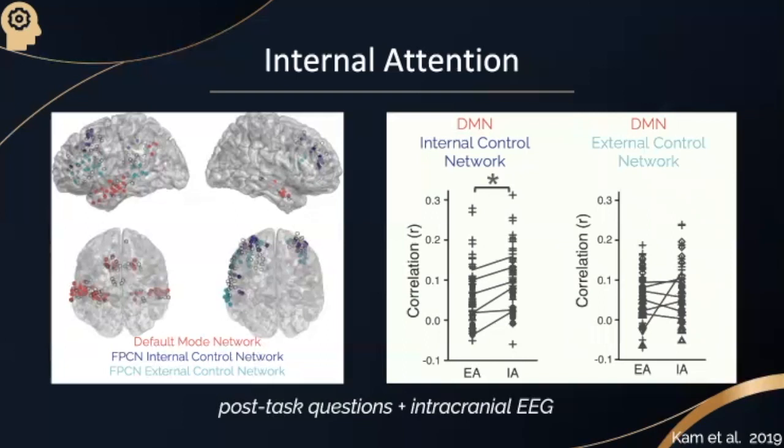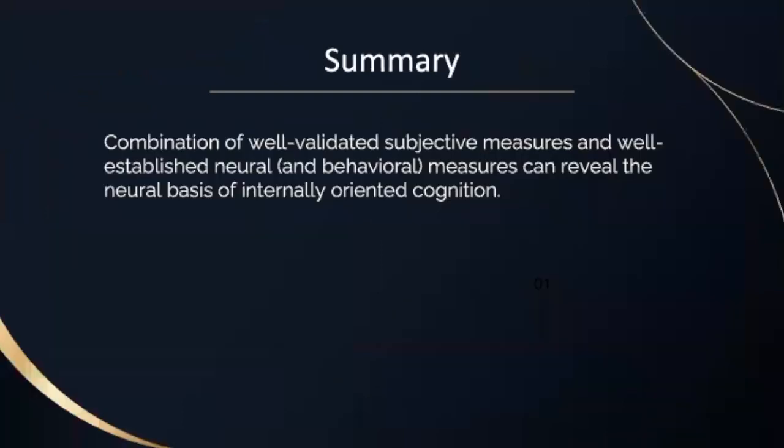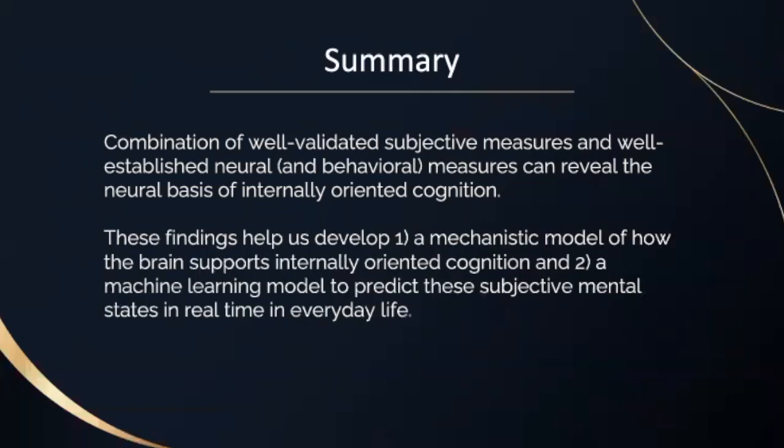These findings suggest that the functional connectivity in the theta band between the default mode network and the frontal parietal control network, especially the internal control network, is one mechanism underlying internal attention. Taken together, this combination of well-validated subjective measures and well-established neural and behavioral measures can reveal the neural basis of internally oriented cognition. These findings have 2 implications.